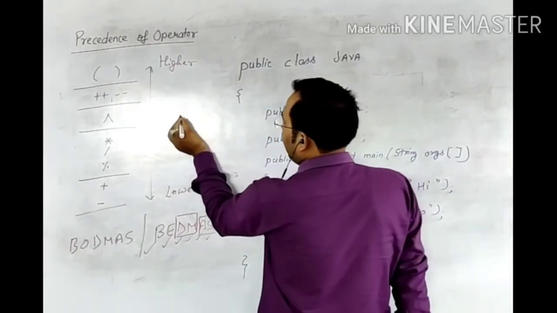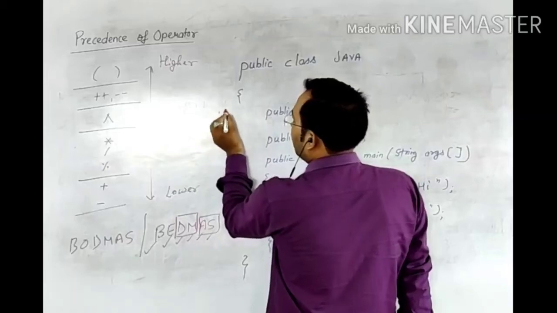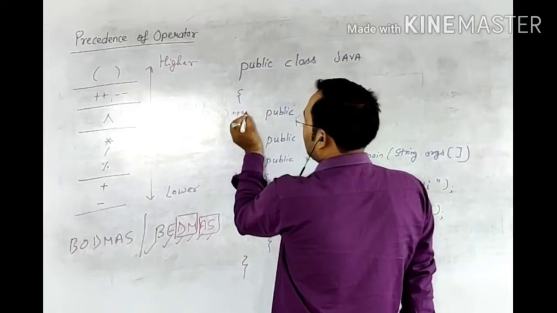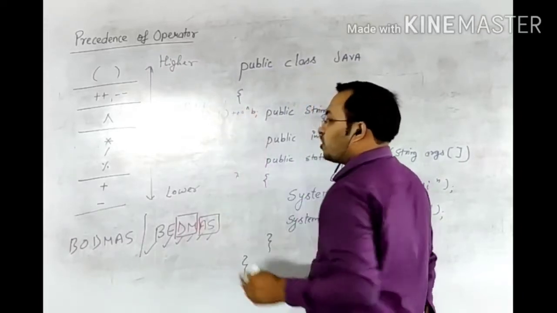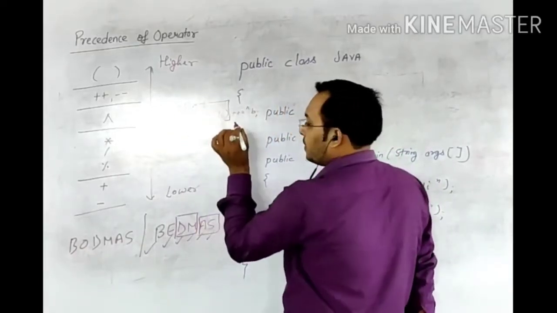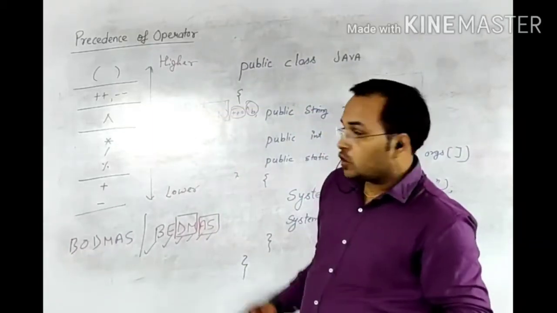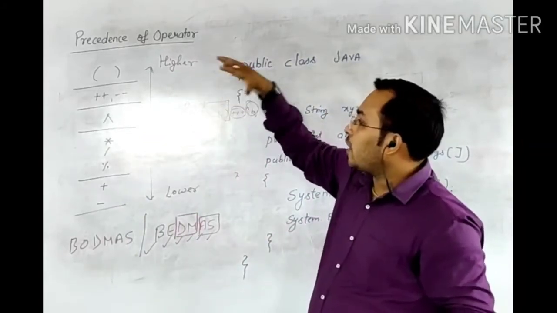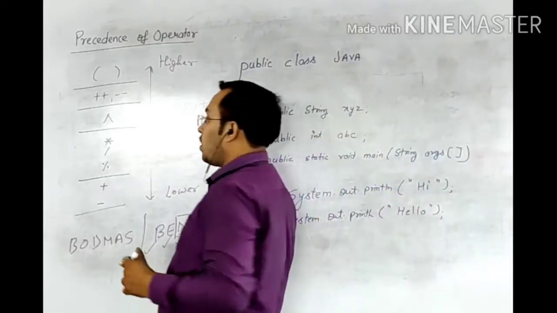Suppose any question is there, A equals to A plus B, then plus A, then exponent B. This type of question is there. Then first of all we have to solve this bracket, then this unary one, and then last this exponent. So this is the way to perform any operations using precedence of operator. This is the use of precedence of operator.